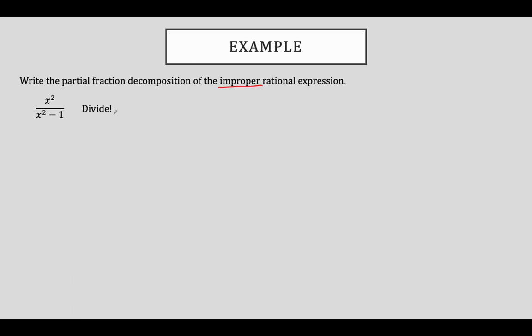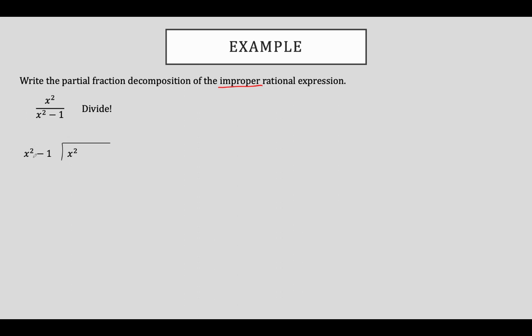We must complete polynomial long division to rewrite the rational expression so that it is no longer in improper rational expression form. So to complete our polynomial long division, we take x squared, we put that inside of our long division box, we put x squared minus 1, our divisor, on the outside. We are dividing x squared by x squared minus 1.